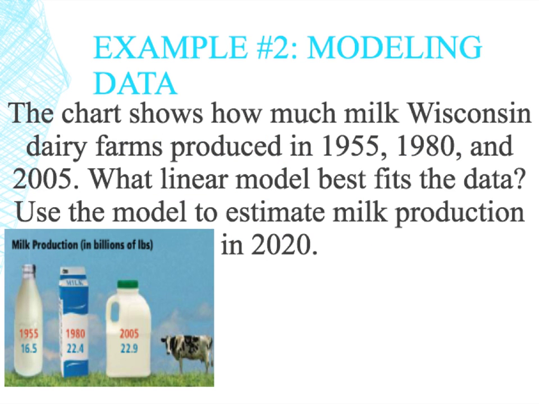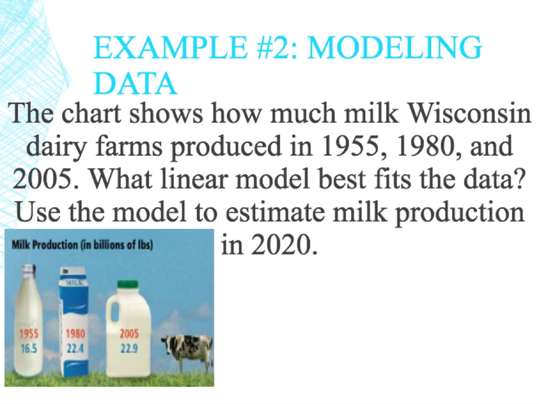All right, so now we're going to try and model this data. It says the chart shows how much milk Wisconsin dairy farms produced in 1955, 1980, and 2005. What linear model best fits the data? Use the model to estimate milk production in 2020. We technically already did this process before, but I just want to go over it one more time because we're going to add something to it.